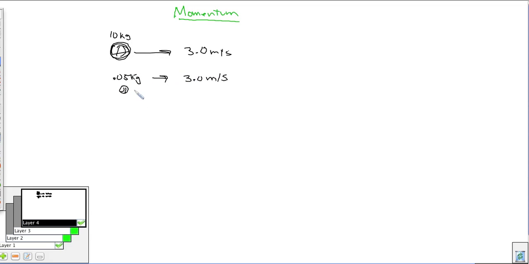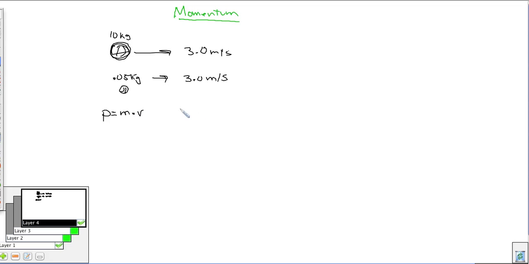Why not? The force is going to be a lot less with this little ball because what hits you is momentum. There's not just speed, there's also mass. So momentum, which we symbolize with the letter P in physics, equals mass times velocity.